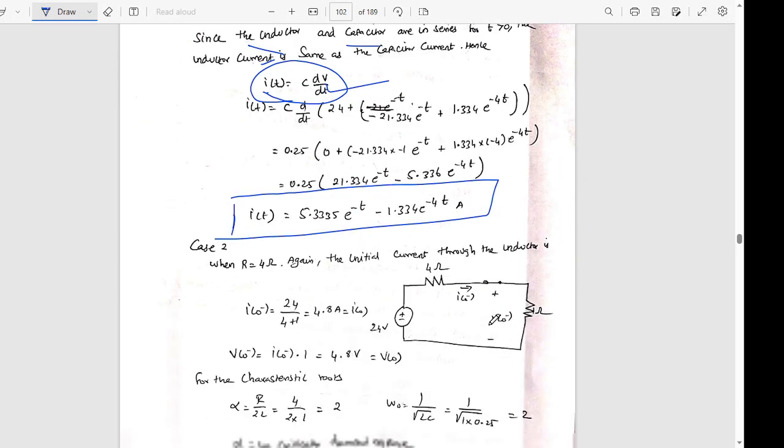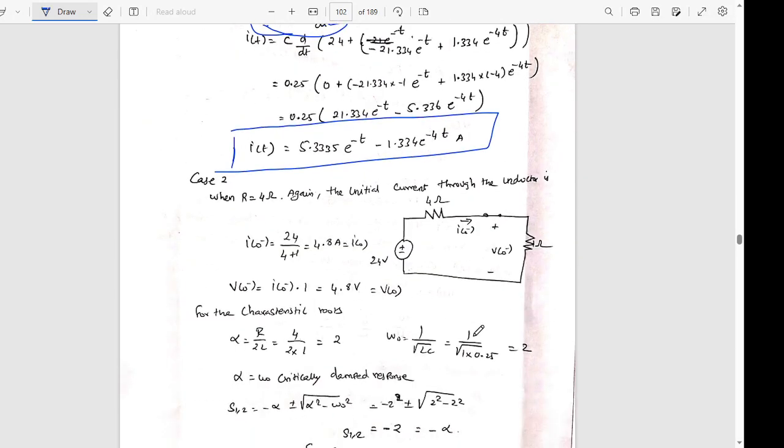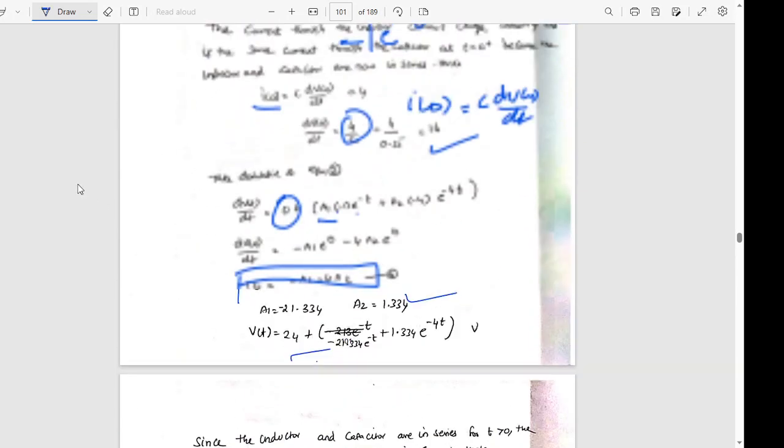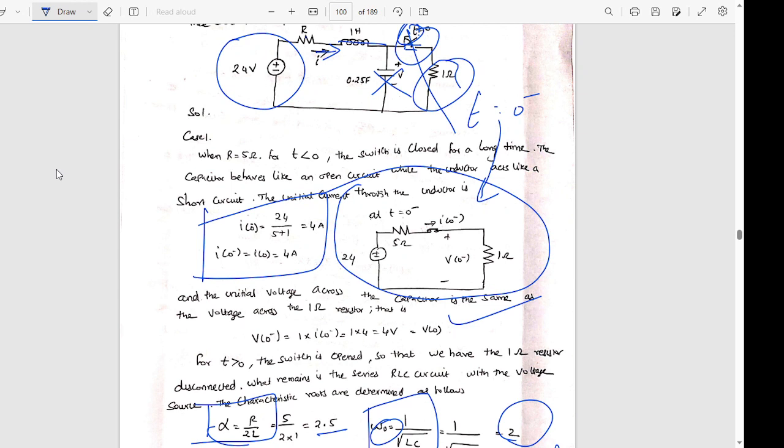Case 2 and case 3 you can do it on your own. I will simply explain what is happening. So only the R value changes. If the R value changes, we need to find the initial voltage again. This R value changes, so definitely it will affect all the values.